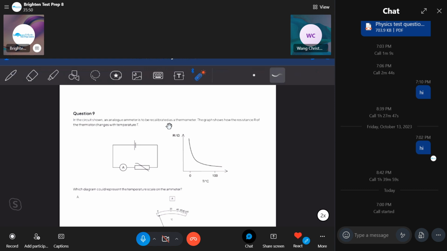So there's a thermistor, right? That's the type of resistor we are looking at. What can you say about the graph? What is happening? We look at the graph. Resistance decreases as temperature increases.